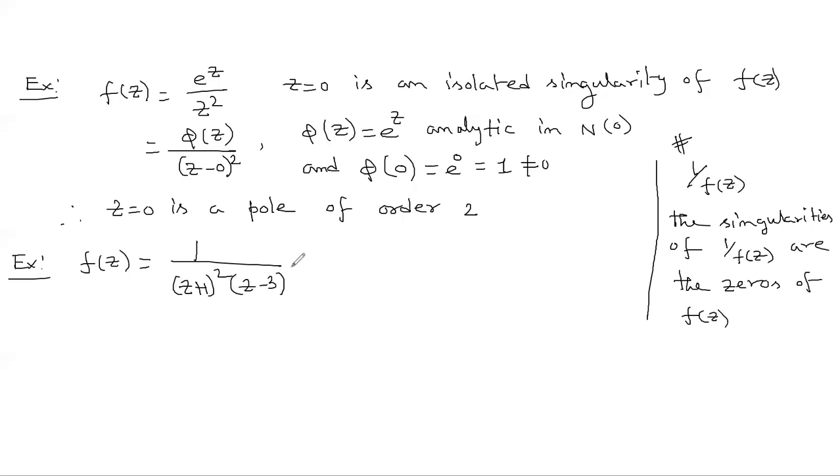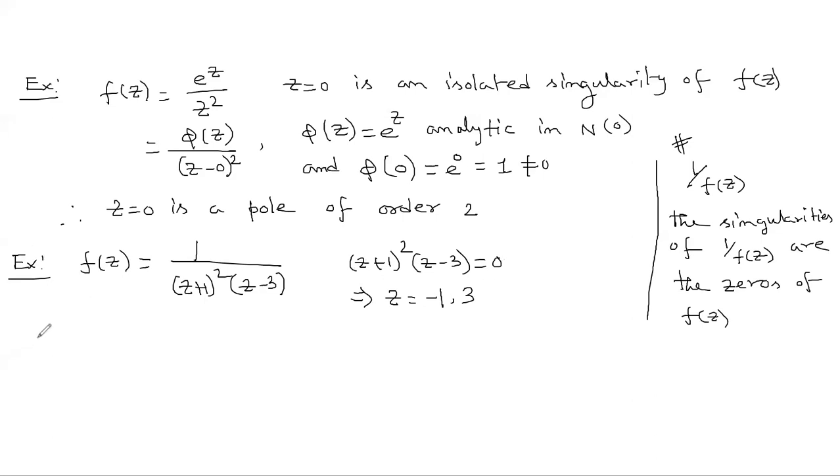So to get the singularities, we'll equate (z plus 1) whole square (z minus 3) to 0. So the zeros of this function are the singularities of the function f(z). Here we are getting z equal to minus 1 and 3. So these are the singularities of the function f(z). Now we have to determine the nature of the singularities. Firstly, they are isolated singularities.